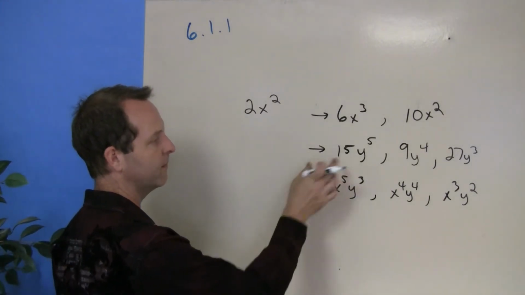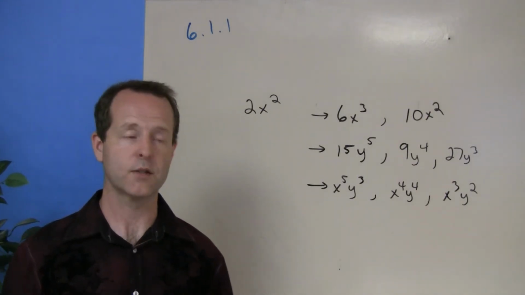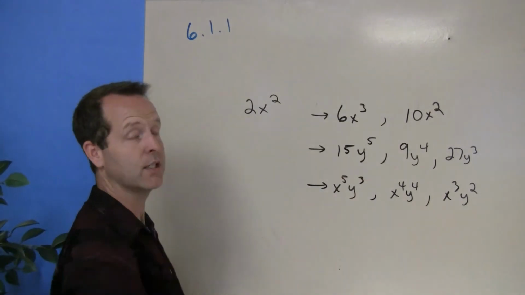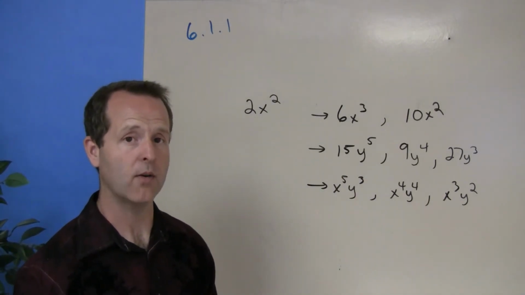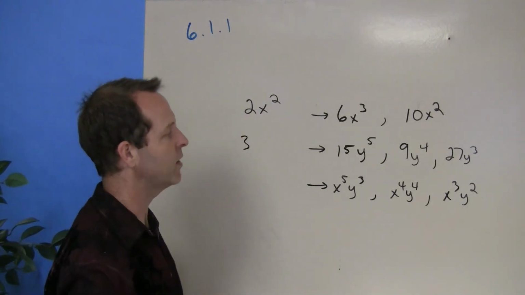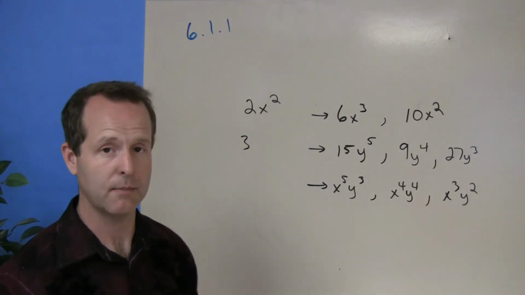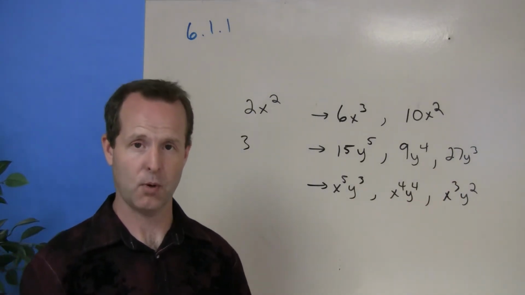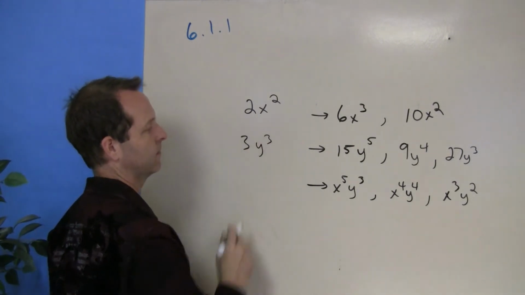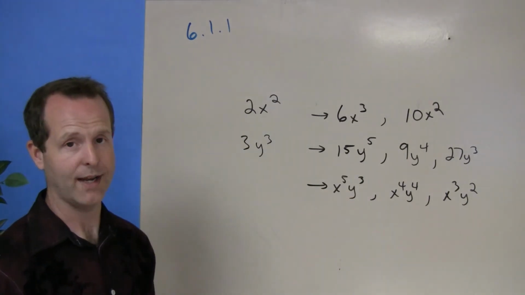And this third one: 15y to the 5th, 9y to the 4th, and 27y to the 3rd. What number goes into 15, 9, and 27? The greatest amount in each one? 3. And y to the 5th, y to the 4th, and y cubed. I'm going to again look at my variable that has the lowest exponent value, in this case y cubed, and that's going to be my variable exponent. So my greatest common factor is 3y cubed.